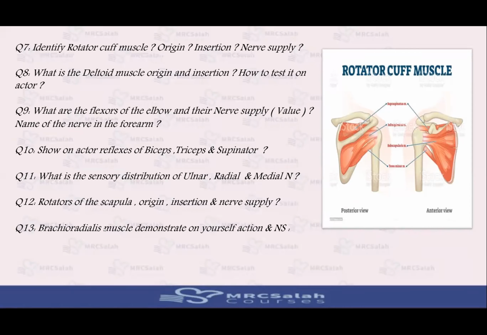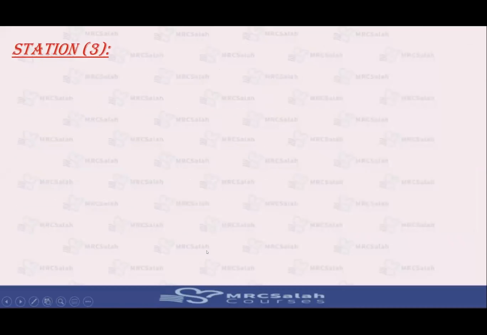Demonstrate the brachioradialis muscle action on yourself and the nerve supply. Yes, brachioradialis flexes the forearm, flexes the elbow joint. This is by the radial nerve. Okay, perfect. I think this is the last question, and you both did a great job. Thank you.